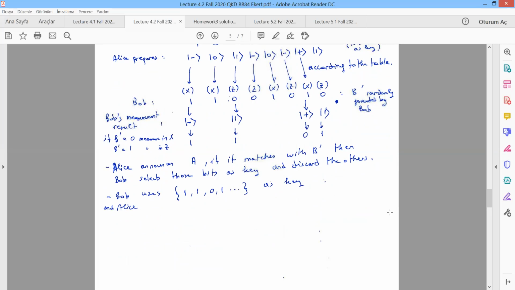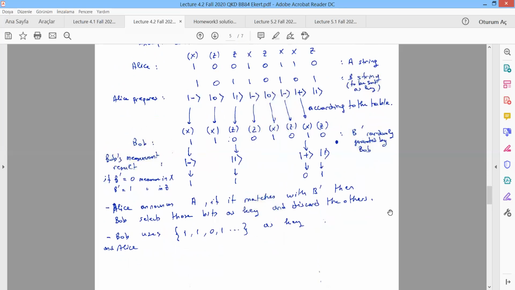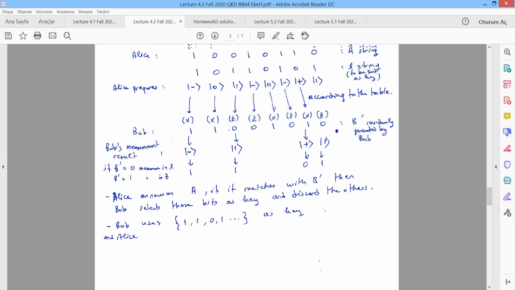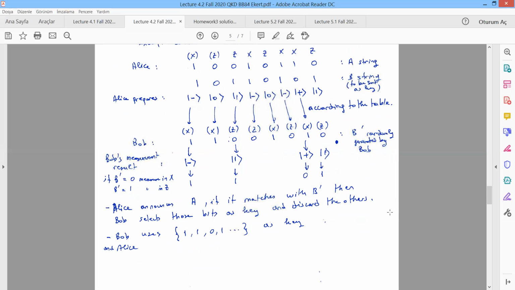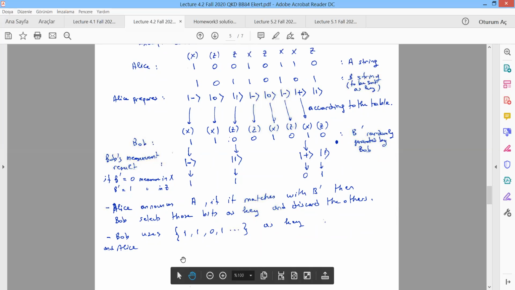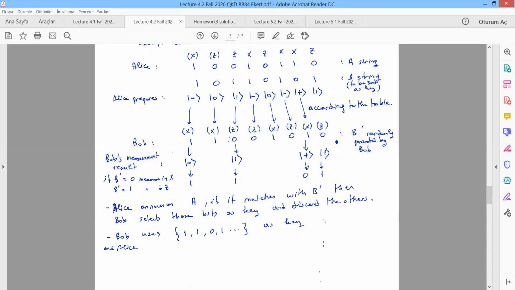So Alice announces A, and checks whether it matches with B prime. Remember, B prime was also a randomly generated sequence by Bob. Depending on the value of B prime, Bob would use either X or Z for measurement. So Alice announces A according to the protocol. If it matches with B prime, that means they used the same operators for both encryption and decryption. Then Bob selects those bits that match as the key, and discards the others. So Bob uses this sequence, 1101 and so on, as a key, and Alice and Bob share these keys for one-time pad encryption and decryption.